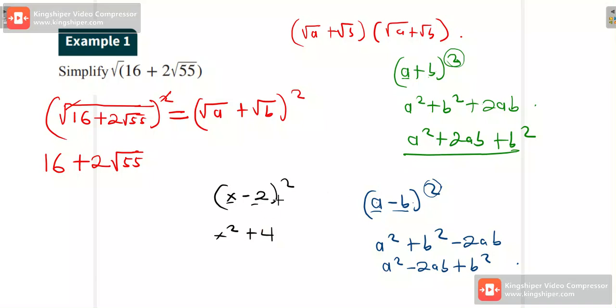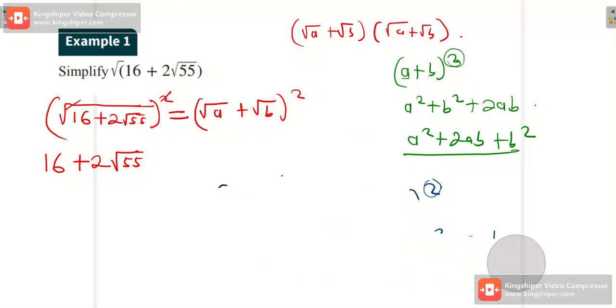Then when you are done, use the 2 to multiply the x and the 2. Because the sign is negative, bring negative. So 2 times x is 2x times 2 is 4x. So we have 4x. You can now write it as x squared. Bring this part first. So negative 4x then plus 4. So this is one shortcut of expanding this kind of expressions.